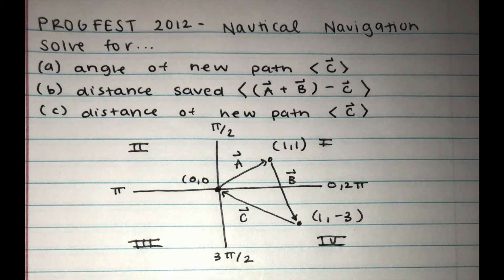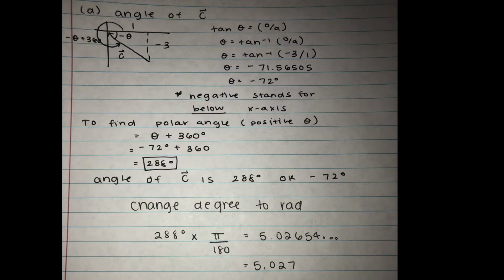For part A, you need to know the trig function of tan theta, which is also opposite over adjacent. By isolating vector C, you can form a right triangle, with the 2 sides given by your coordinate points, in this case 1, -3. Now to find theta, you need to isolate tan. Theta equals tan inverse of opposite over adjacent, opposite being -3 and adjacent being 1. By plugging in tan inverse of -3 into your calculator, the output is -72 degrees. The negative stands for the theta below the x-axis.